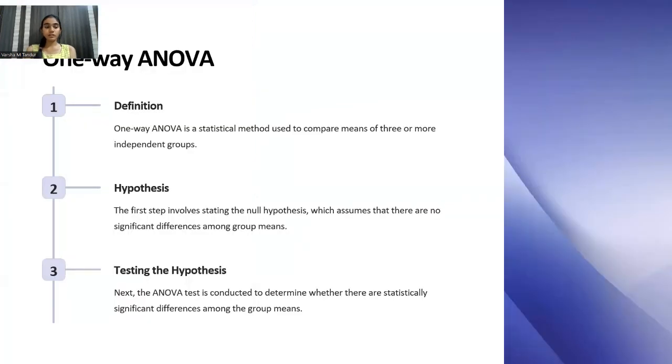One-way ANOVA definition. One-way ANOVA is a statistical method used to compare means of three or more independent groups. Hypothesis. The first step involves stating the null hypothesis, which assumes that there are no significant differences among group means. Testing the hypothesis. Next, the ANOVA test is conducted to determine whether there are statistically significant differences among the group means.